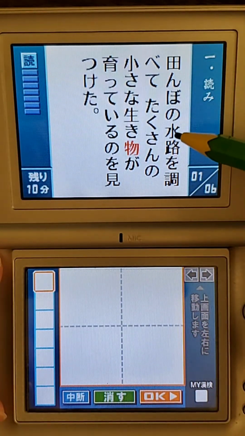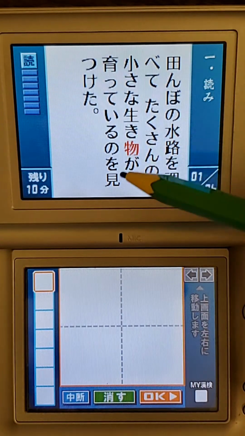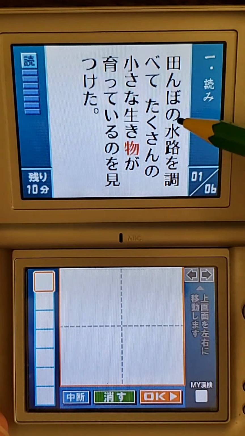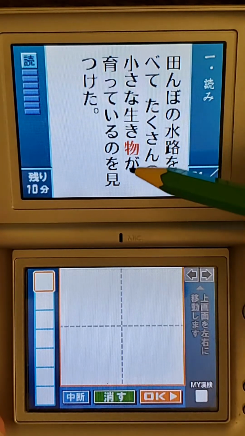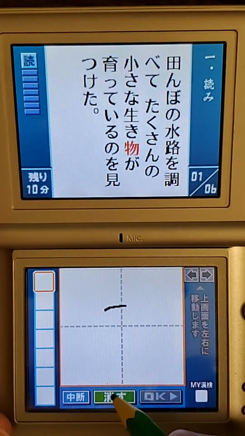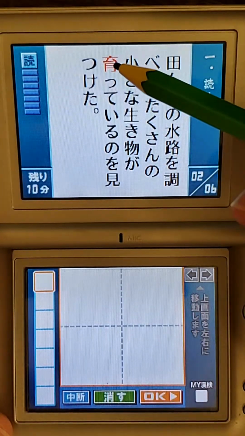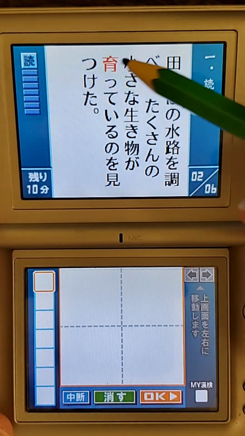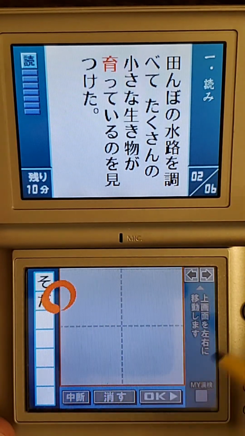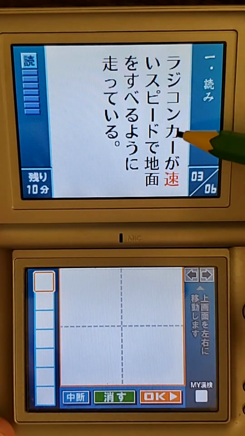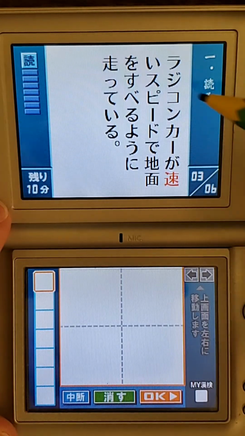Let's see, Tambo no suiro. So it has the same sentence as the last one we did, but it's testing on different kanji. So it tests you on different kanji all the time. Tambo no suiro o shirabete takusan no chisan ikimono. So living things. Ga. So ikimono. Gotta write it how it's supposed to be. Mono. が育っているのを見つけた。So this is 育。Alright. Rajikon ka, radio remote control car is what that is. Rajikon ka. This is katakana for foreign words.